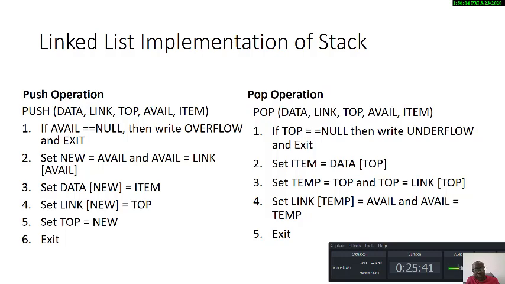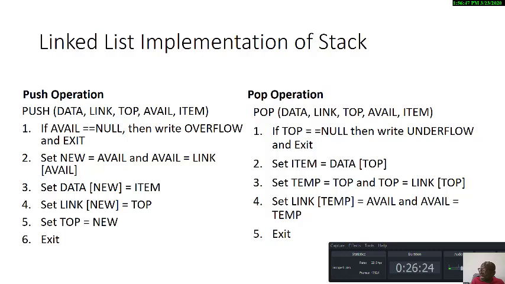Similar is applied to the pop. With the pop, you still need your data, your length, your top, your avail, and the item. But the opposite happens. With the push, you must check overflow, but with the pop, you must check underflow. You must find out whether the actual list is not empty. To do that, we check the top pointer. If the top pointer is not pointing anywhere, then there's no list to take something from, and therefore we write underflow and exit. So if top is the same as null, then we write underflow and exit.